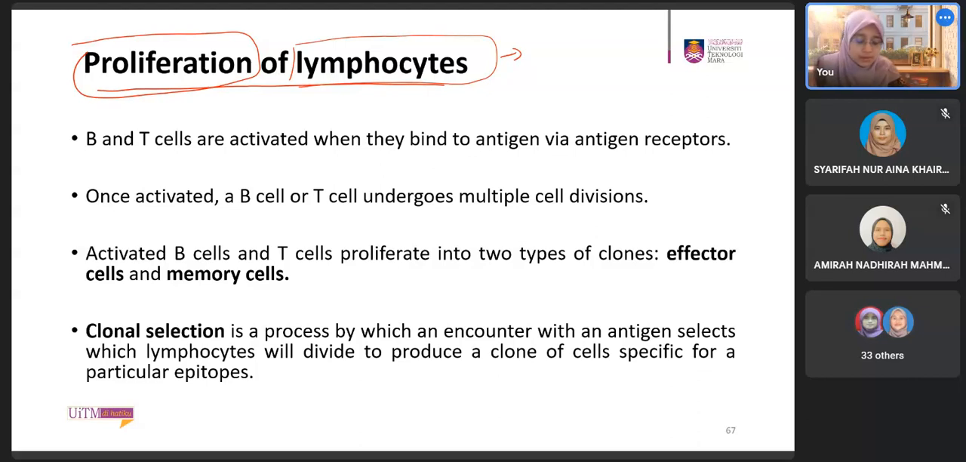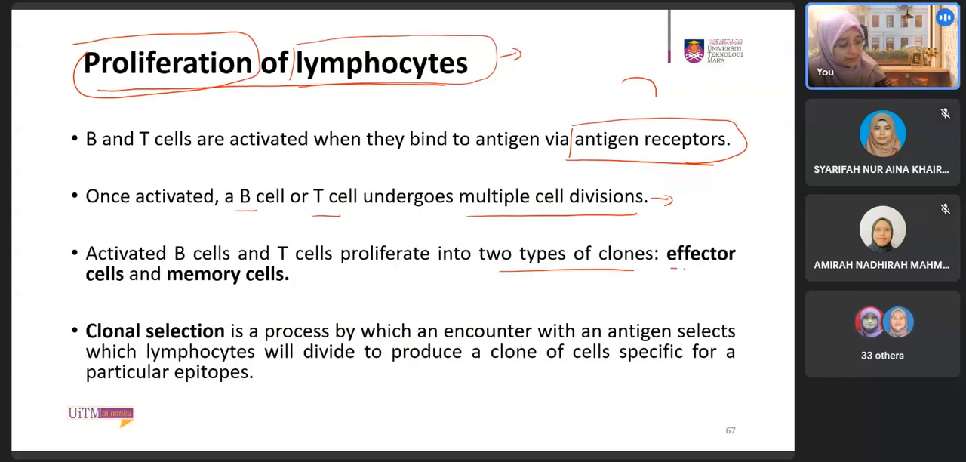Okay, so B and T cells are activated when they bind to antigen via antigen receptors. These antigen receptors are located on the cell surface, or the plasma membrane, of B and T cells. Okay, B and T cells have receptors. Once activated, a B cell or T cell undergoes multiple cell divisions, proliferation, through the process of mitosis. Activated B cells and T cells proliferate into two types of clones.